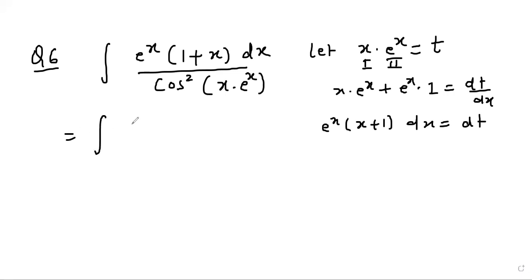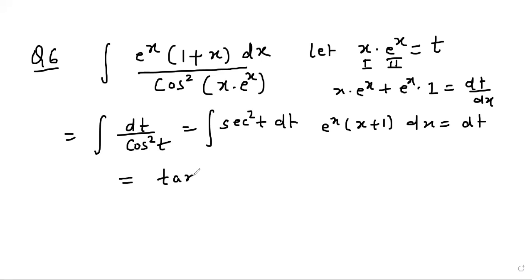Our question becomes dt upon cos square t. This is integration of sec square t dt. That will give tan t plus c, where t equals x dot e power x, so tan t equals tan of x dot e power x, plus c. Now let's go to question number 7.